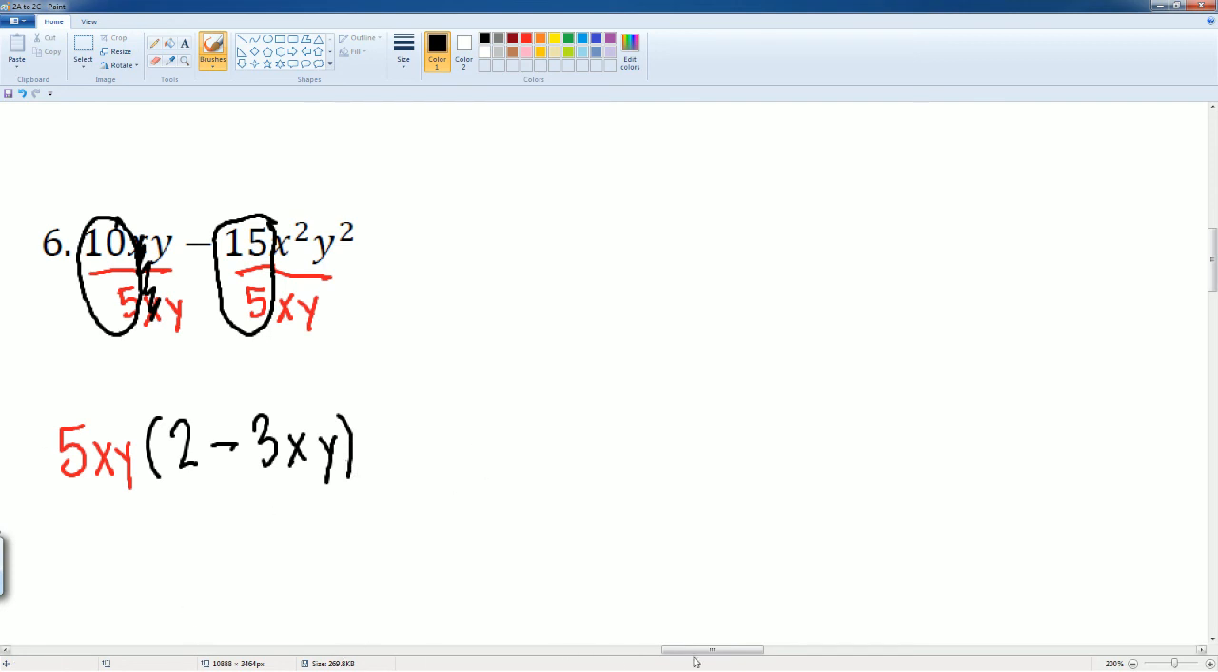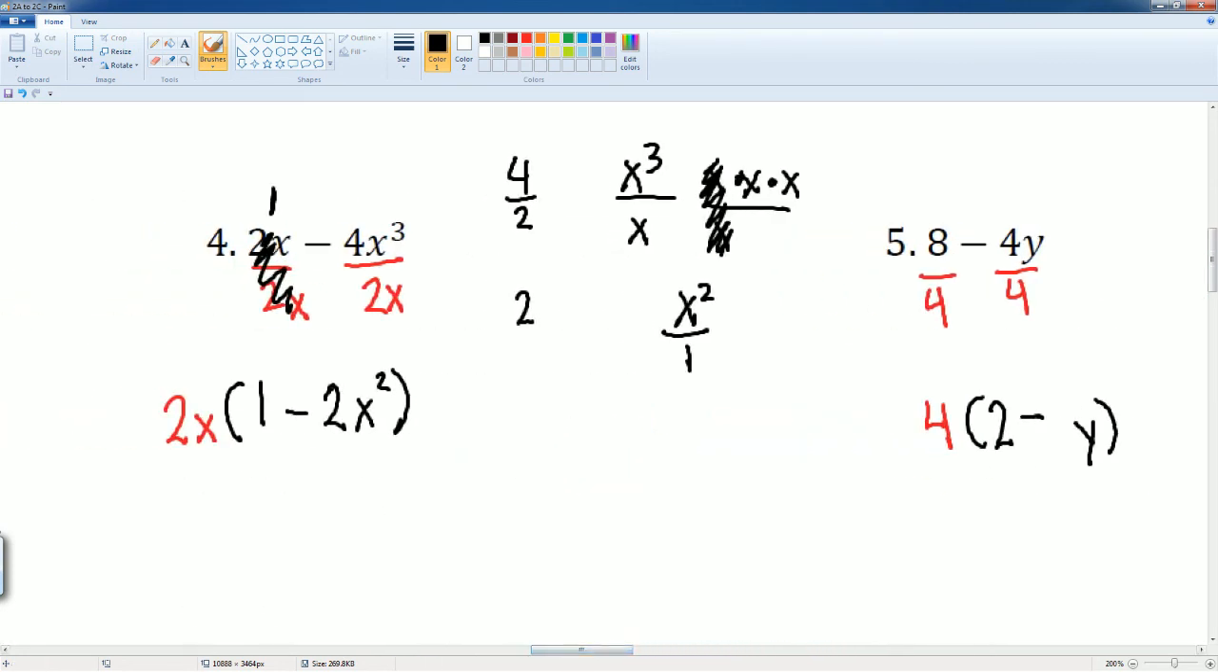That is 4, 5, and 6 when it comes to pulling out the GCF.